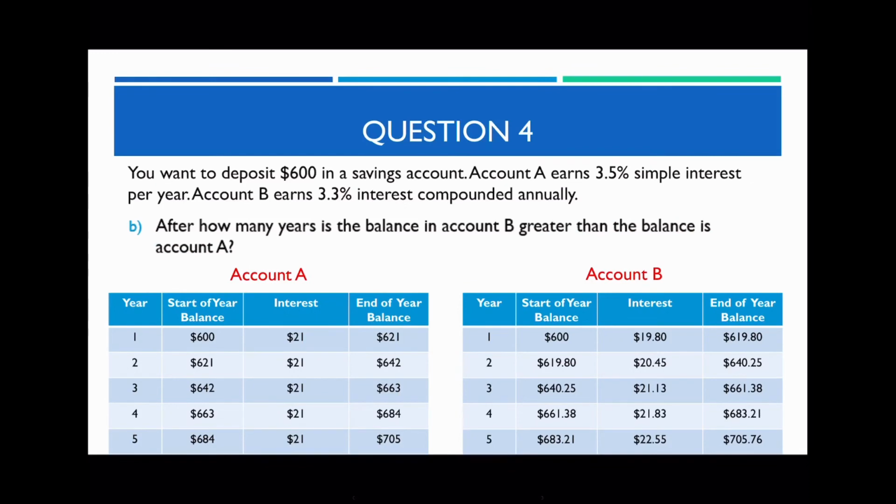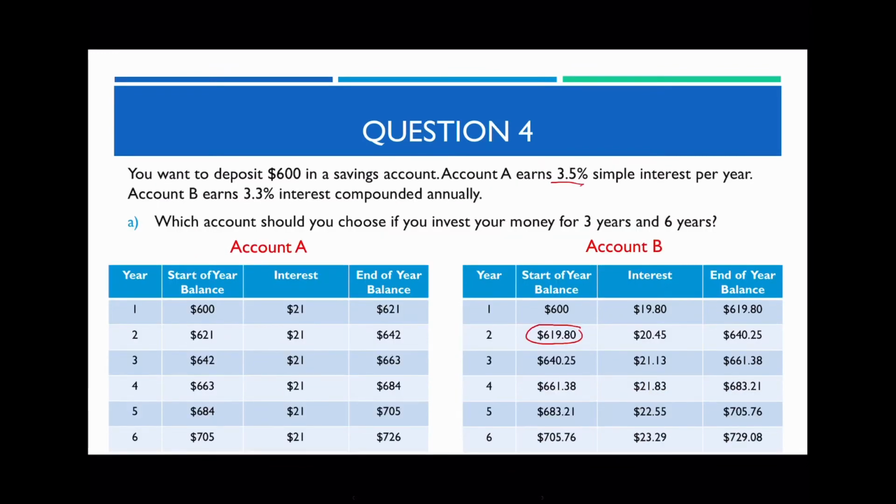Now, to finish answering our question, because the question says, which account should you choose if you invest your money for 3 and 6 years? If I was just to compare 3 years over here, we can see that simple interest earns a lot more than compound interest after 3 years. And after 6 years, we can see that compound interest earns a lot more. So you would say simple interest for this, but compound interest for 6 years.